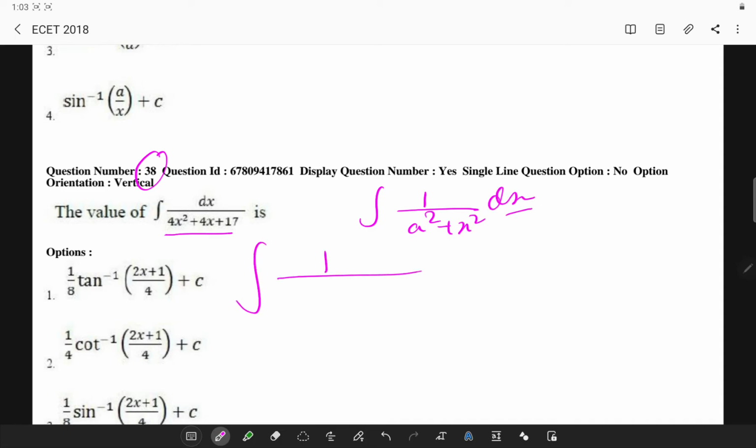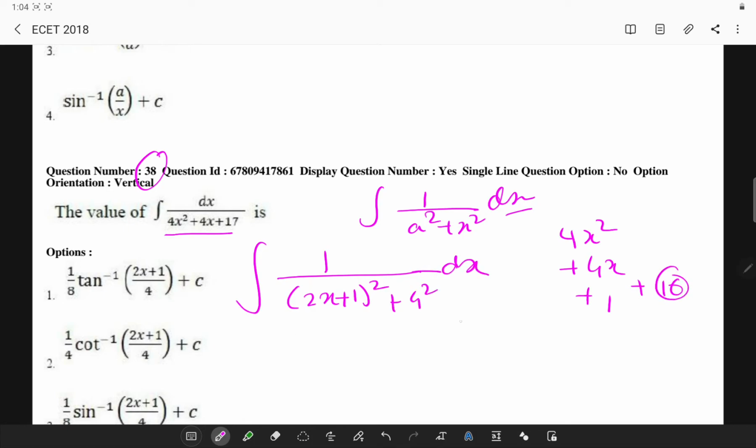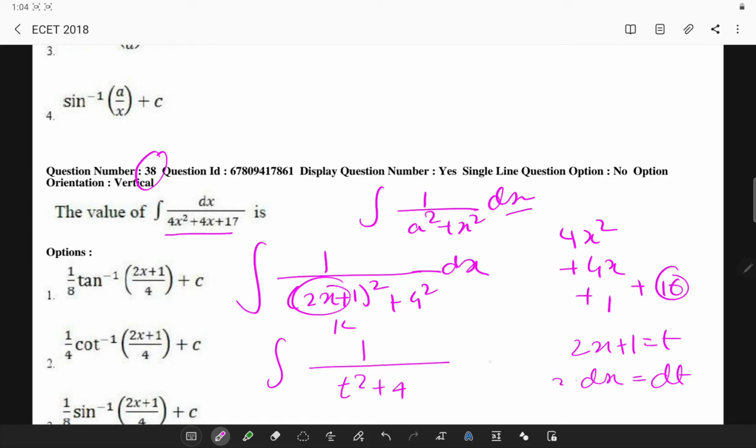So I'll make sure I convert this into 2x plus 1 whole square. 2x plus 1 whole square is 4x square plus 4x plus 1, and I'll be left with another 16, which is 4 square. If I take 2x plus 1 as t, then 2 into dx is equal to dt. So I will simply substitute it. I'll be left with 1 by t square plus 4 into dx, which is dt by 2, so I'll have dt by 2.